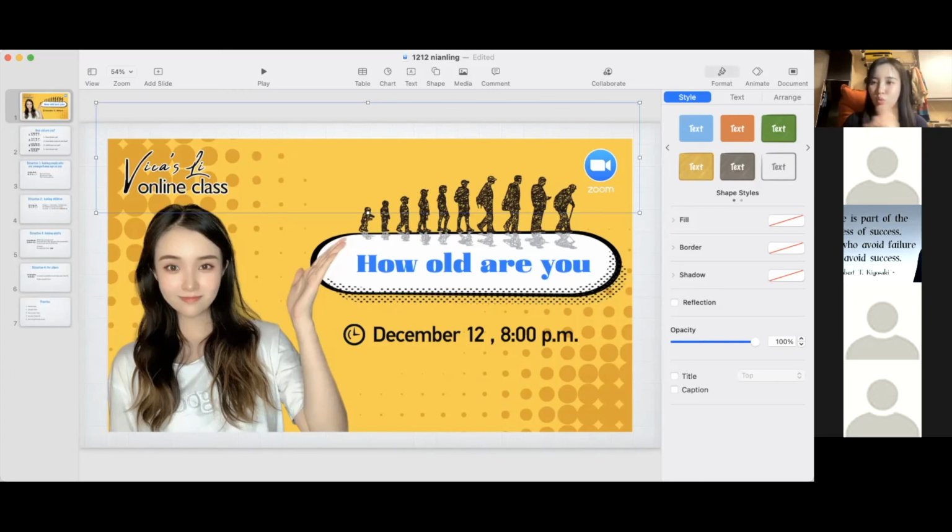So 同 means same. 同岁 is same age, like 我们同岁, we're the same age. 老同学 is old classmate, old friend. Just like old friend, you say old classmates.